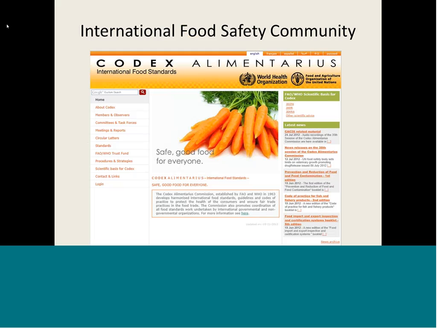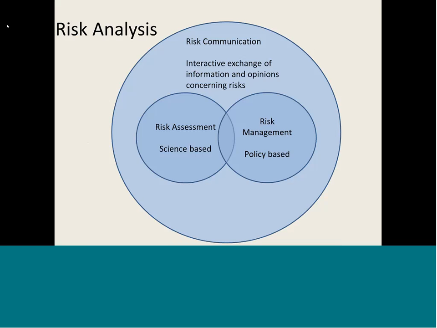Now, I want to introduce you briefly to this idea of Codex Alimentarius. This is the international food safety community. It is an organization that has been sanctioned by the World Health Organization and the Food and Agriculture Organization of the United Nations, and it is basically where the nations of the world have come together to try to harmonize their views on food safety. I mention Codex because as we proceed through this demonstration, we're going to be using their definitions, their terminology. And part of that you need to know is this.